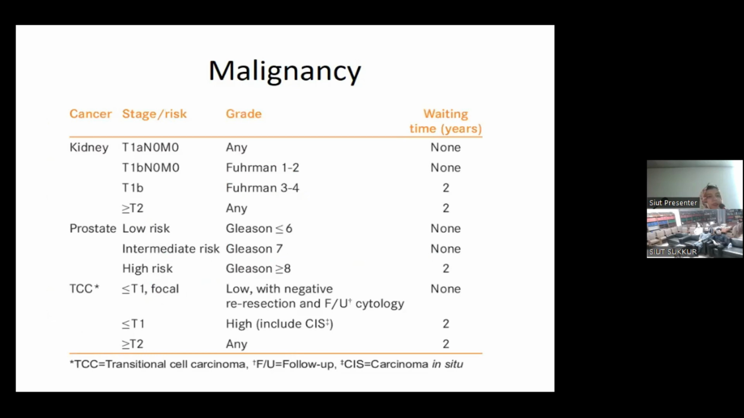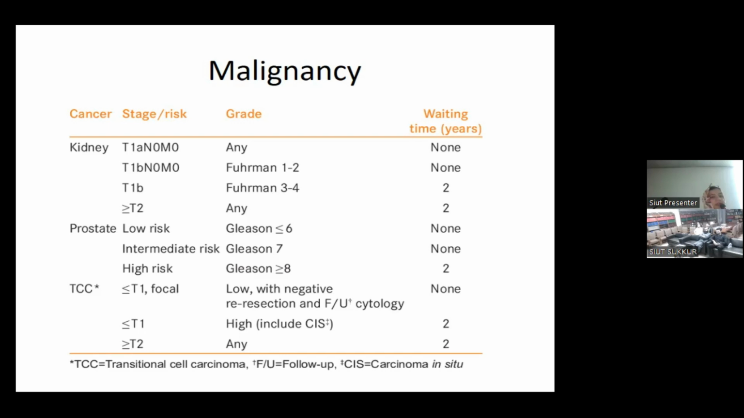Malignancy. In the case of genitourinary malignancies, there is a recommended waiting period before we can go for a transplant. If the kidney tumor is T1a and not metastatic, with any grading, we don't have to wait and we can go for transplant. Also for T1b with Fuhrman grade 1 and 2, we can go for transplant without any waiting period.